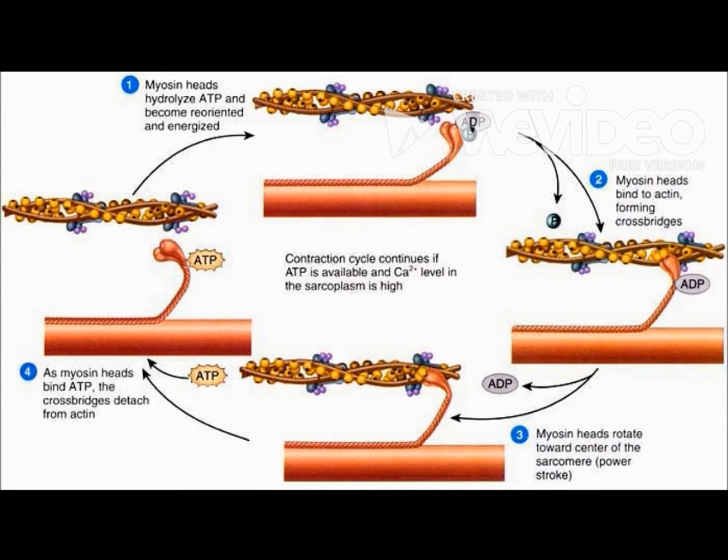In the sliding filament theory, there are 4 main stages. Number 1, muscle activation. The motor nerve stimulates an action potential to pass down and meet the neuromuscular junction. This is where the sarcoplasmic reticulum releases calcium in the muscle cell.